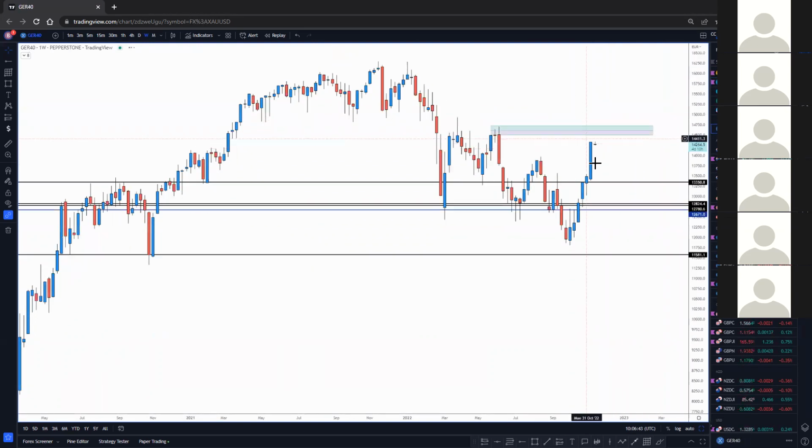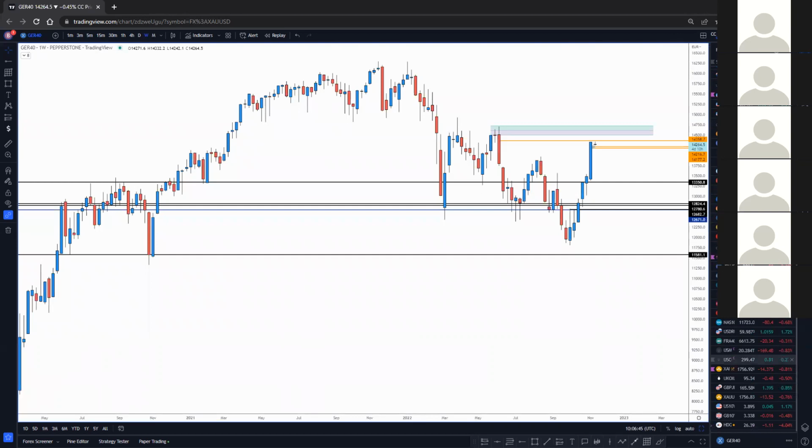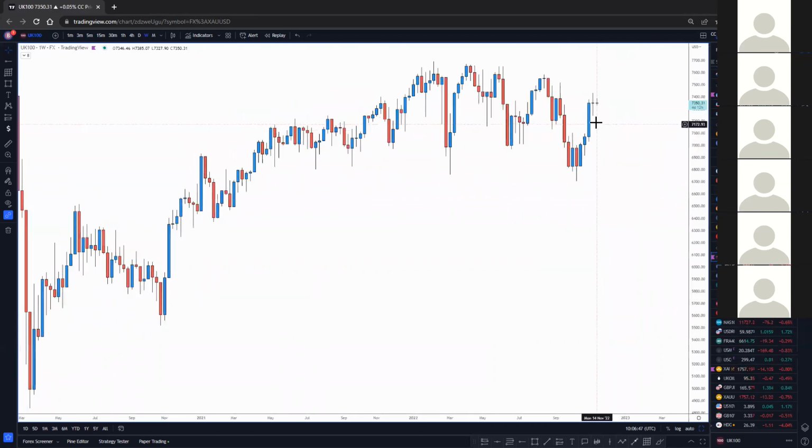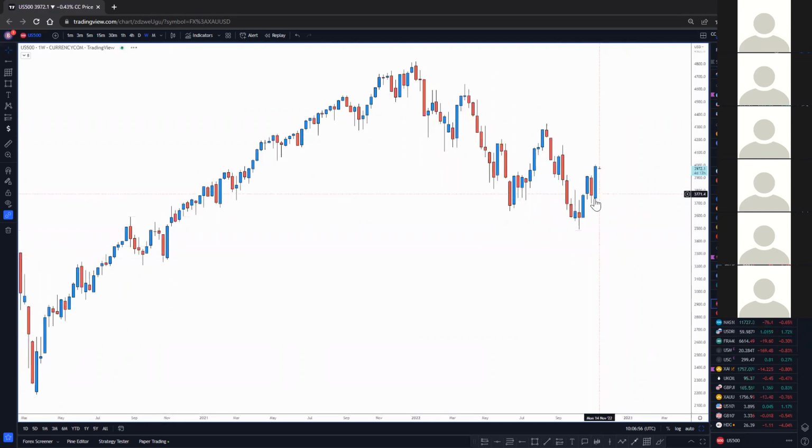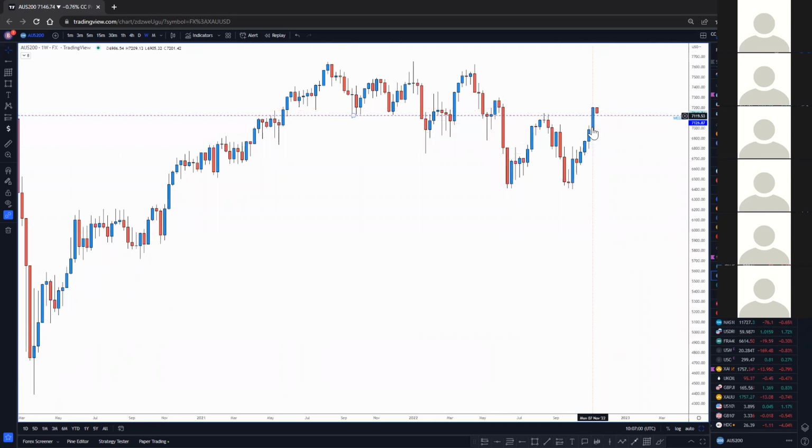US 30, German 40 the most. Then we've got UK 100. Oh, that wasn't that bullish. But NAS was the same. Very bullish week. S&P 500, very bullish week. Aussie 200, very bullish week. So everything was bullish last week.